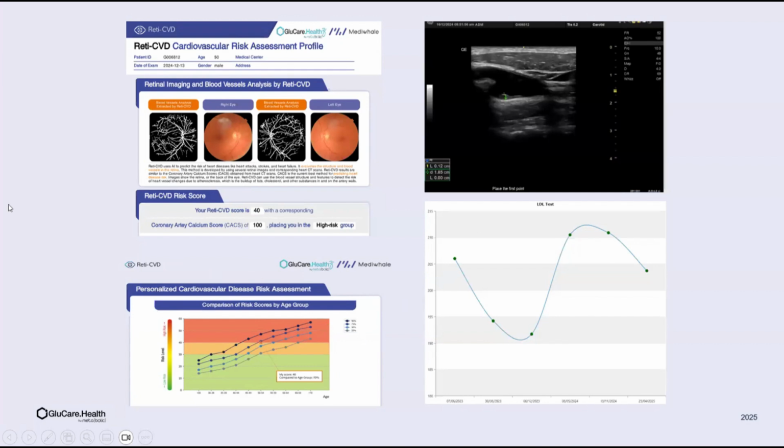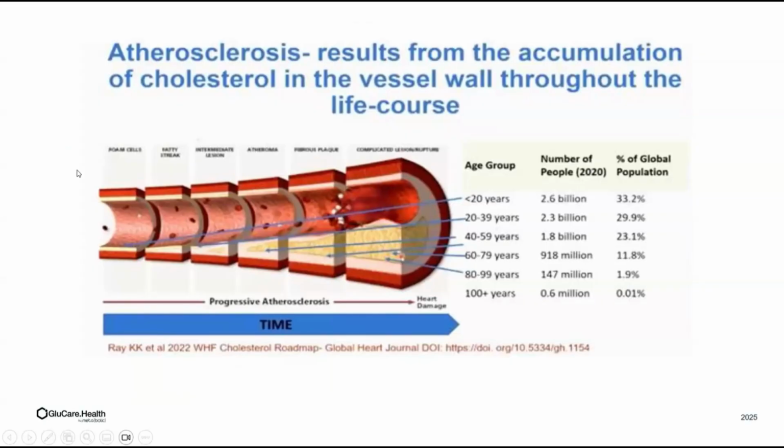So this is just a showcase that what we are seeing with the retinal biomarker is that atherosclerosis results from the accumulation of cholesterol in the vessel throughout the life course. We want to emphasize that. Sometimes in the clinic, I tell the patients that we are looking at a snapshot of the cholesterol when the patient is coming to us, but we need to look back. What about the cumulative burden of high cholesterol throughout the years? That is what damages the artery wall.